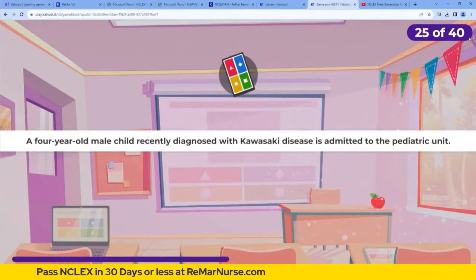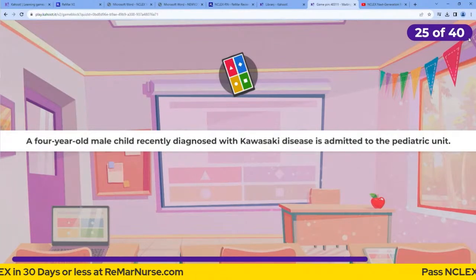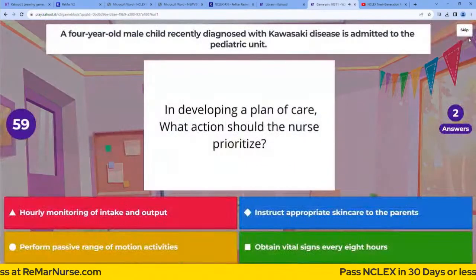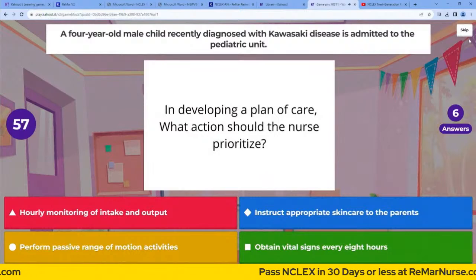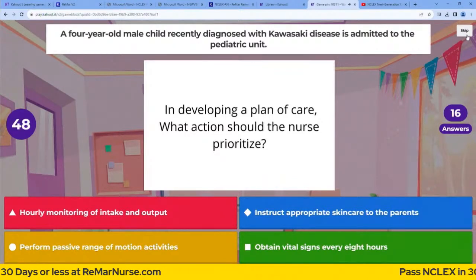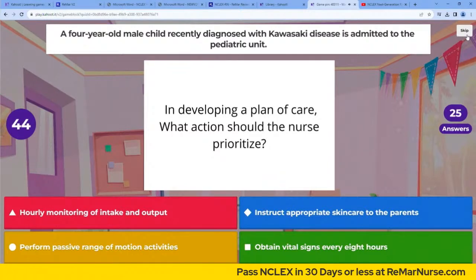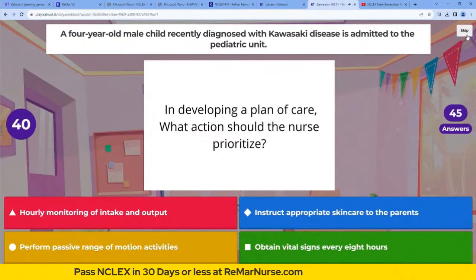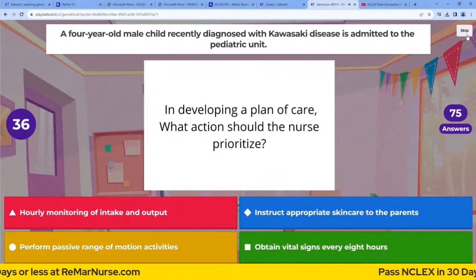Next question is this. A 4-year-old male client recently diagnosed with Kawasaki's disease is admitted to the pediatric unit. In developing a plan of care, what action should the nurse prioritize? Red, hourly monitoring of intake and output. Yellow, perform passive range of motion activities. Blue, instruct appropriate skin care to the parents. Or green, obtain vital signs every 8 hours.